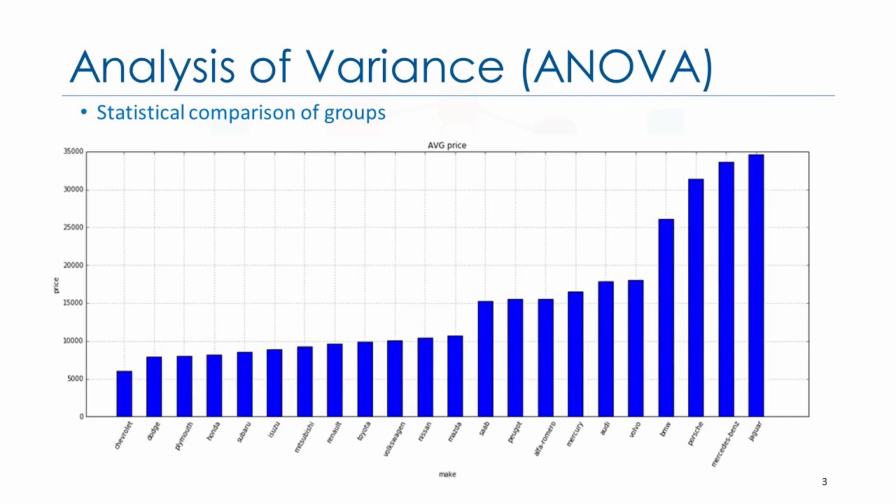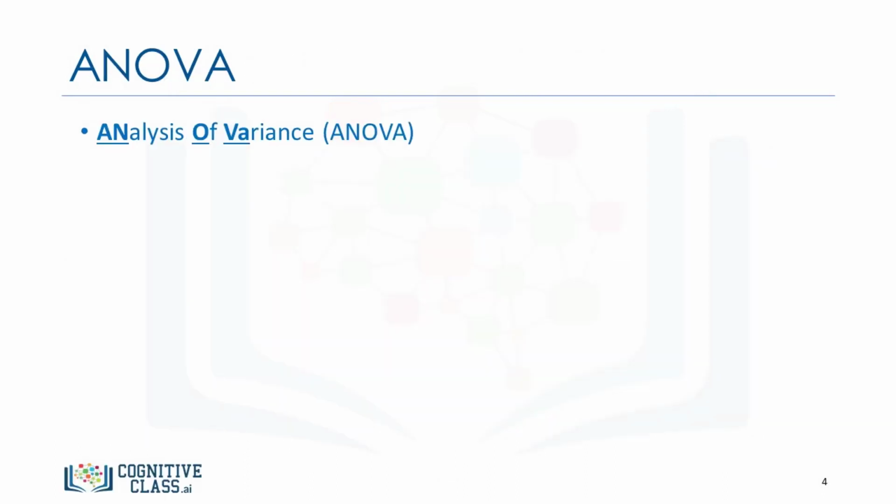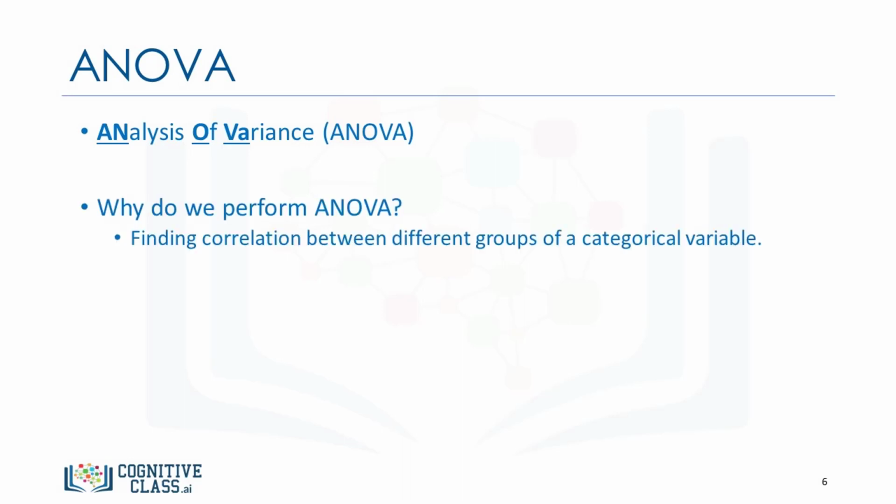We do see a trend of increasing prices as we move right along the graph. But which category in the make feature has the most and which one has the least impact on the car price prediction? To analyze categorical variables, such as the make variable, we can use a method such as the ANOVA method. ANOVA is a statistical test that stands for Analysis of Variance. ANOVA can be used to find the correlation between different groups of a categorical variable.